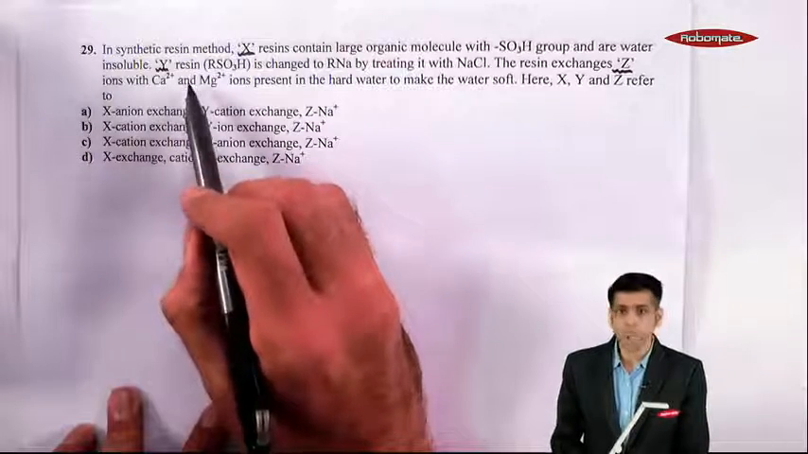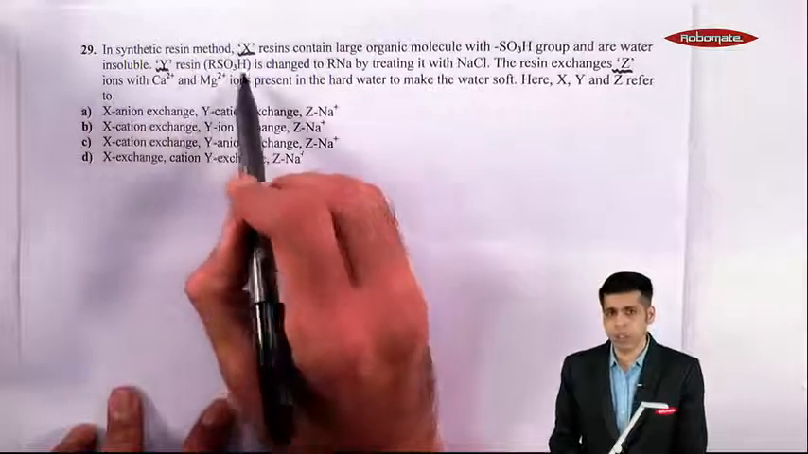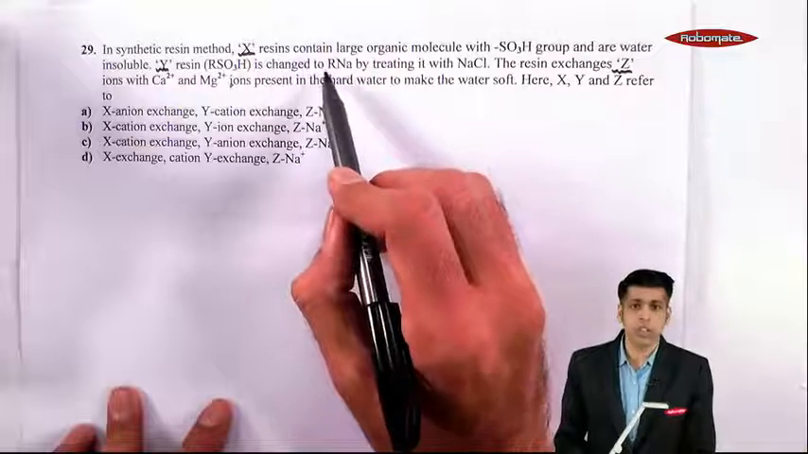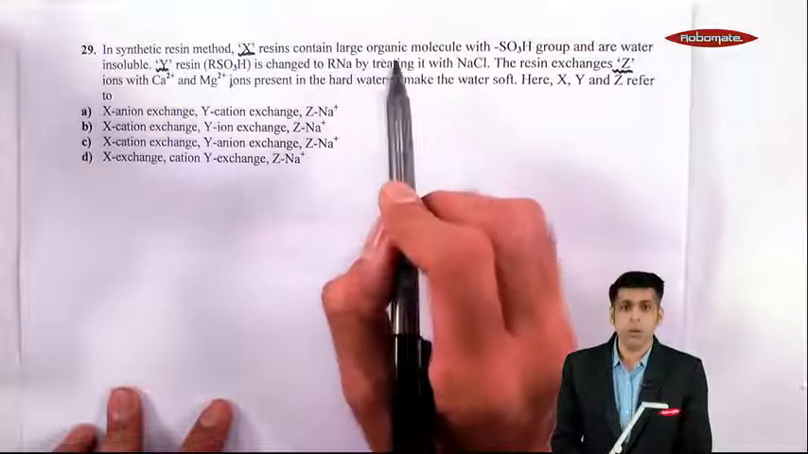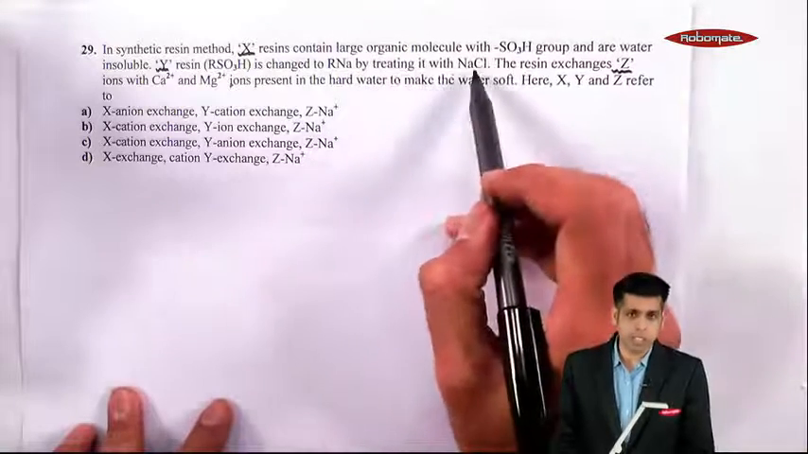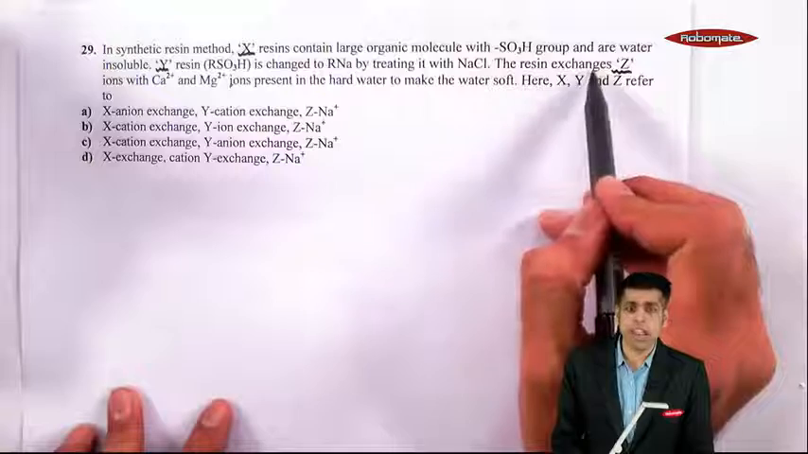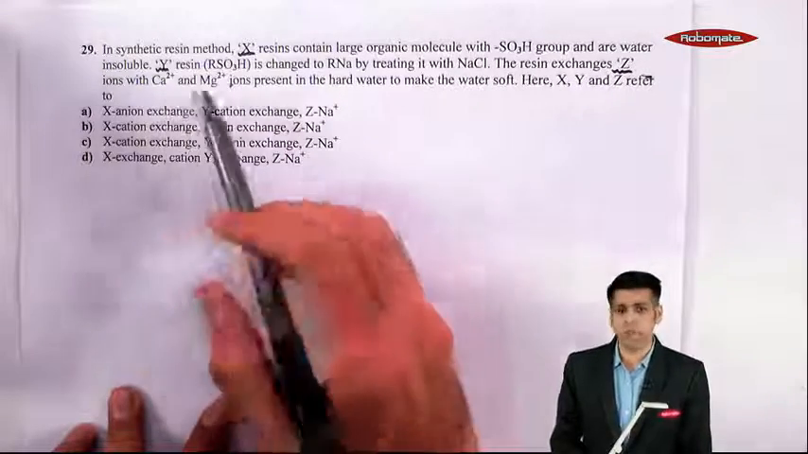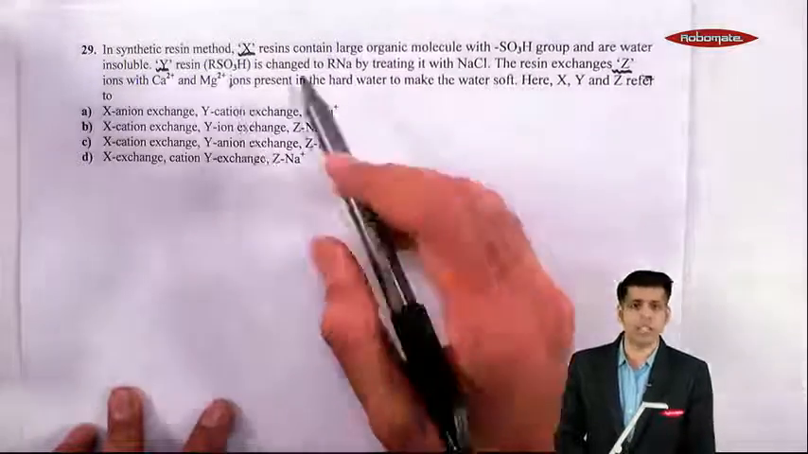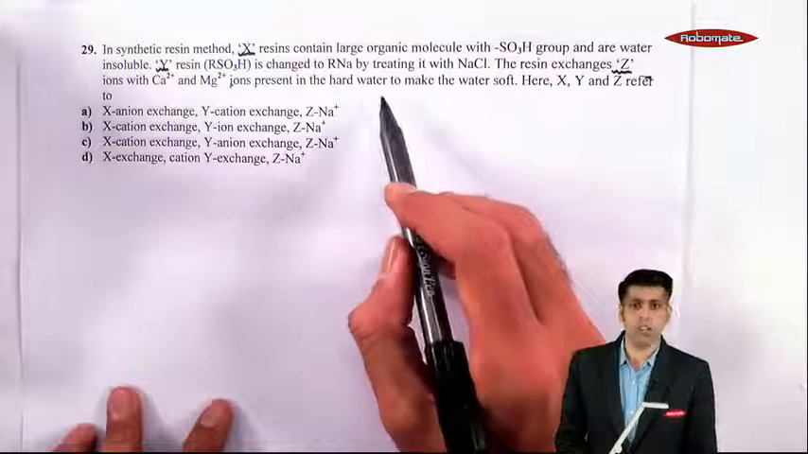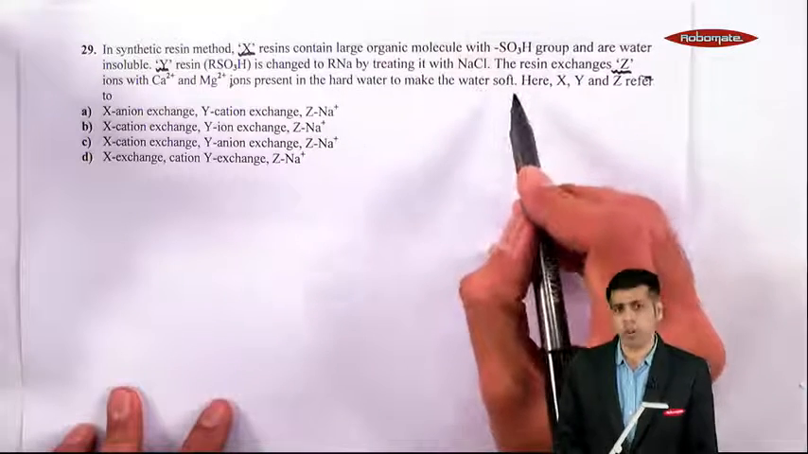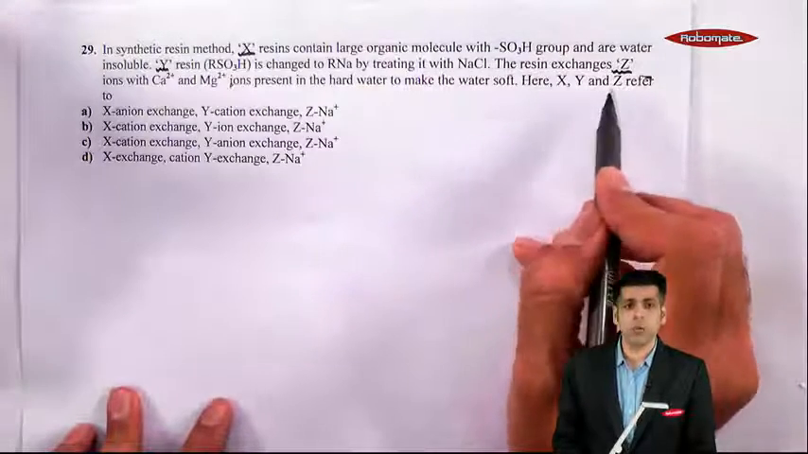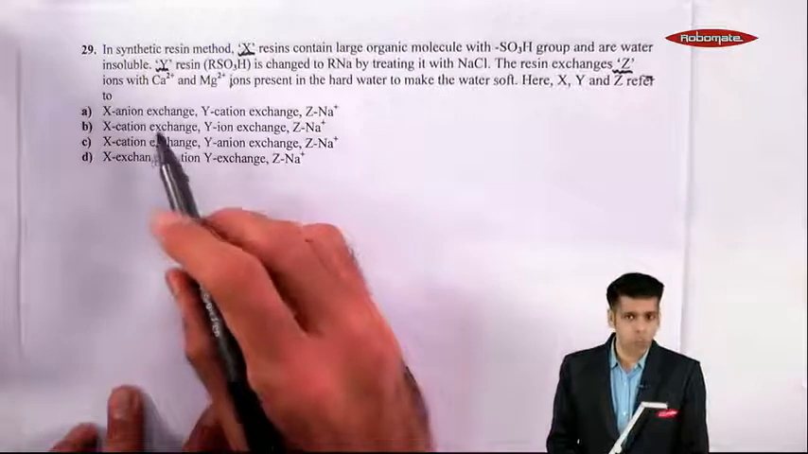Then dash resin RSO3H is changed to RNa by treating it with NaCl. Then the resin exchanges dash ions with Ca2+ and Mg2+ ions present in hard water to make it soft water. Hence X, Y and Z refer to.